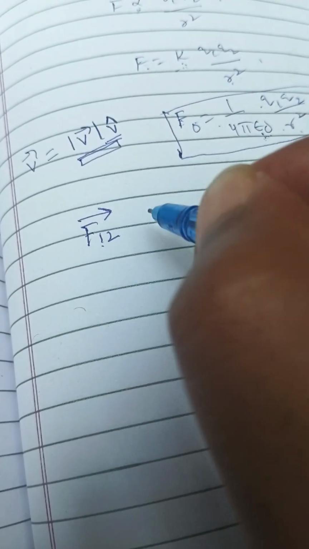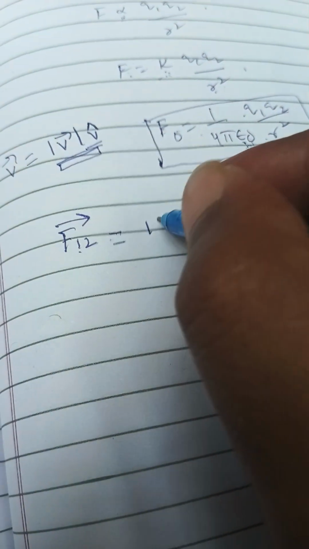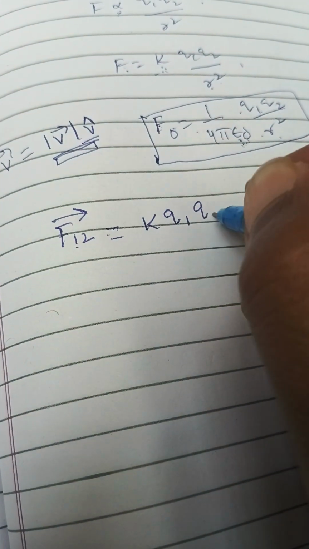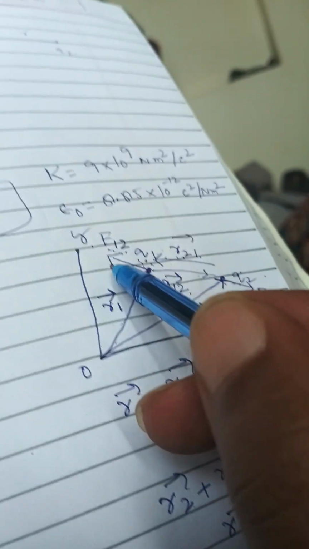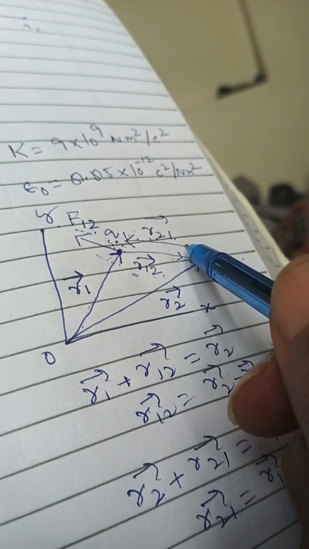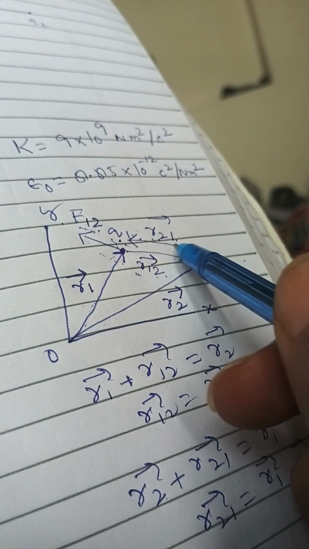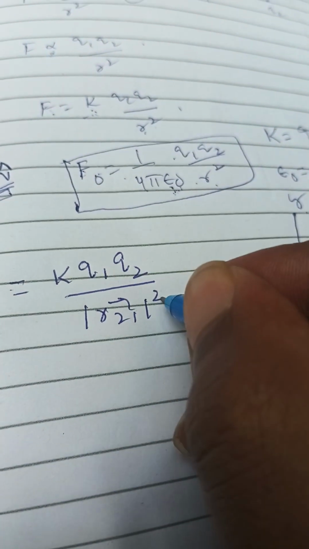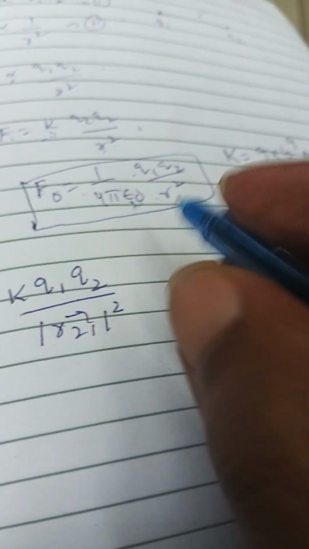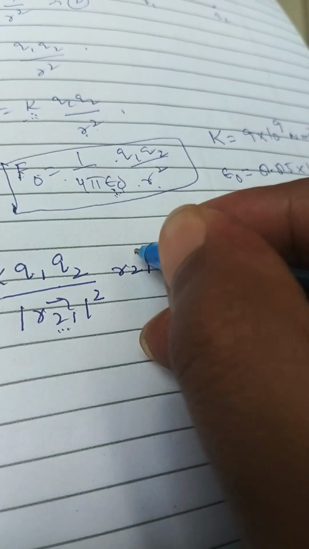So first we will write F12. In place of 1 by 4 pi epsilon naught, I will write K. So it is K Q1 Q2 upon the distance squared. Whenever we talk about F12, we take the distance along the direction of the F12 force, which is the vector R21. So it will be the magnitude of R21 square. This is the magnitude of this force. And now a unit vector in the same direction: the unit vector in the direction of R21 is R21 cap.